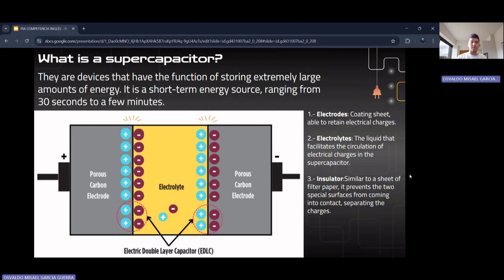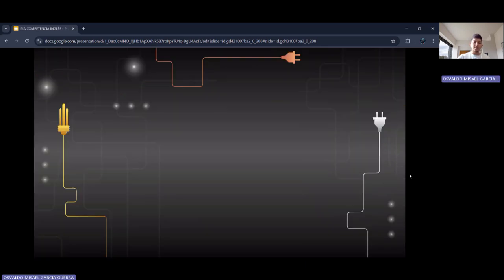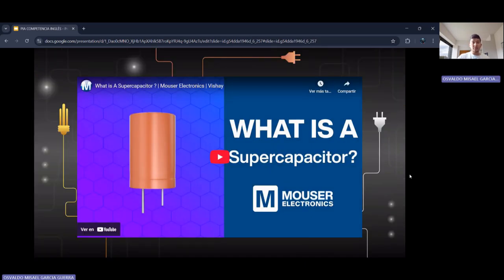It is similar to a sheet of filter paper. It prevents the two special surfaces from coming into contact, separating the charges. We have the positive and the negative charges. Now we have a video that will explain clearly how this supercapacitor works with real-life examples.